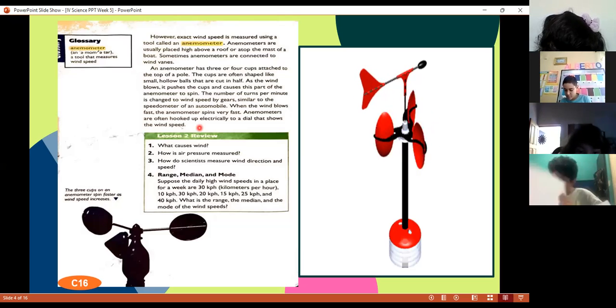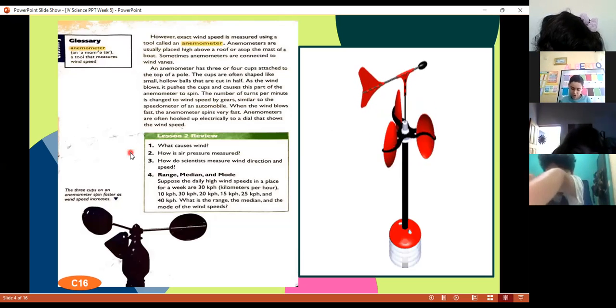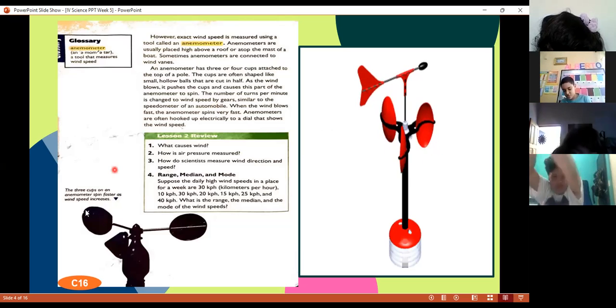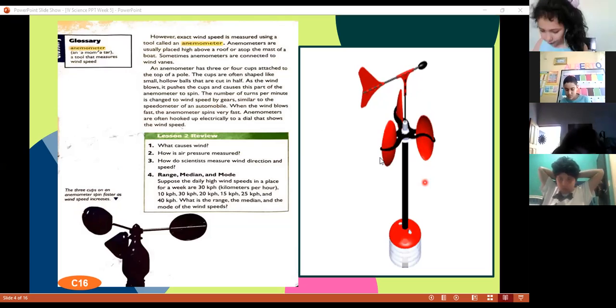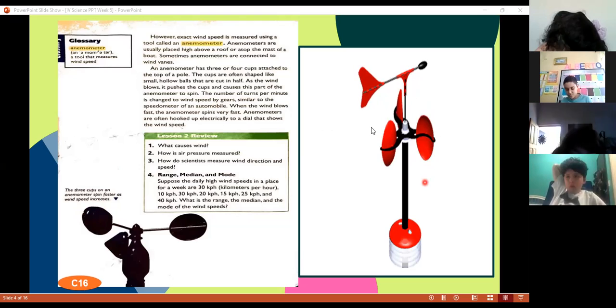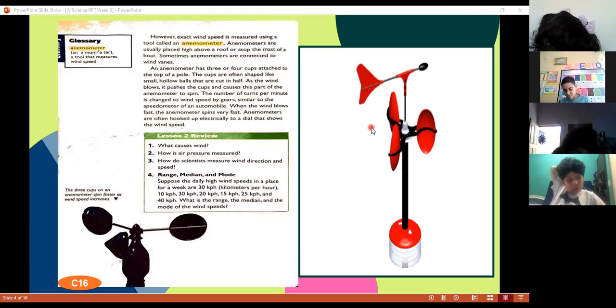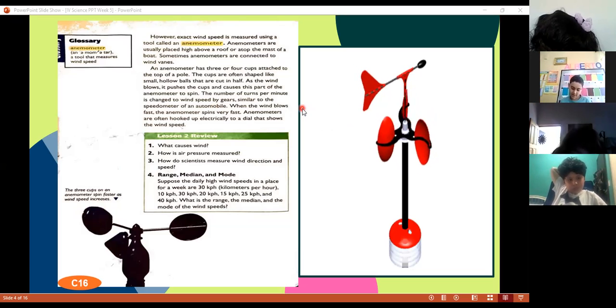Thank you so much, Valerie. So you see here is a representation of the three cups of an anemometer. It spins faster as the wind increases. You see? This is just for the speed. If there is more wind, it's going to be fast, but if not, it's going to be slow. So this is just to check.